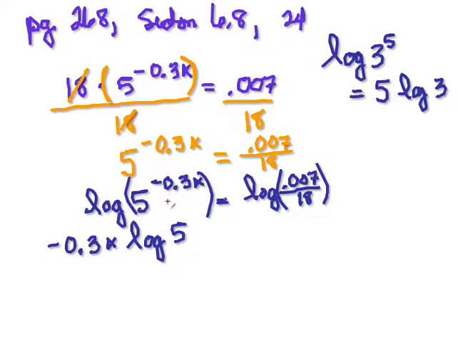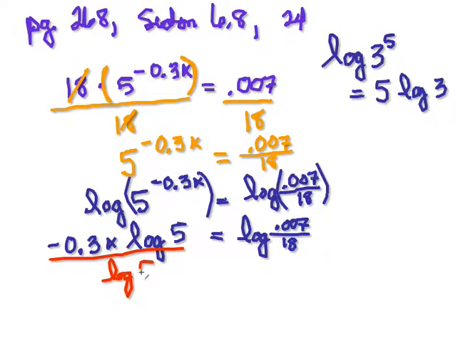So this is just an exponent. I'm just going to take this exponent and move it in front of my log function. This is going to equal, and I haven't done anything with the right side, it's still just the log of 7 thousandths divided by 18. Now the log of 5 is just a number, so I'm going to do the same thing I did before. I'm going to divide both sides by the log of 5.